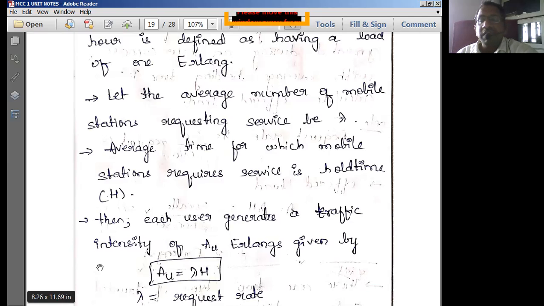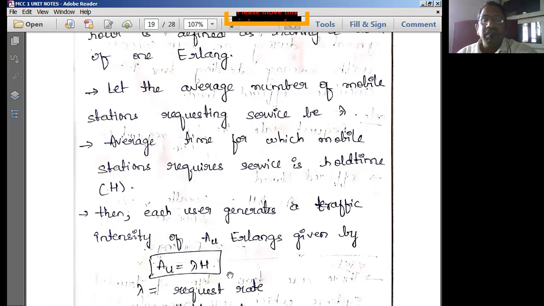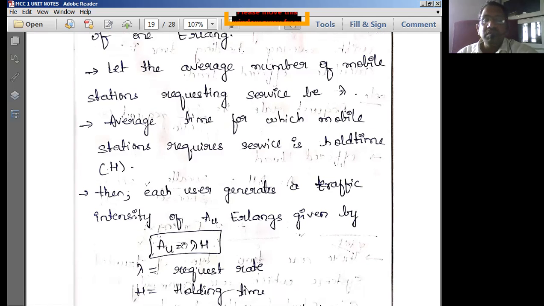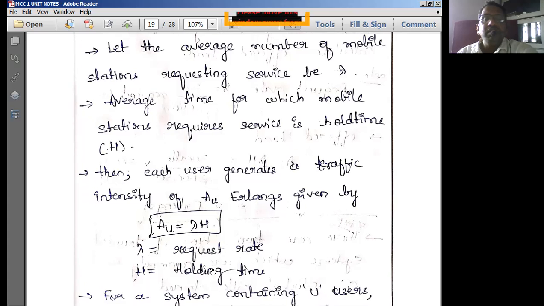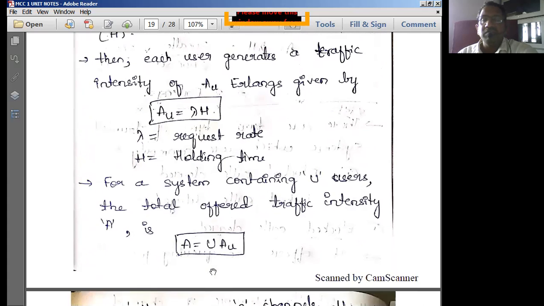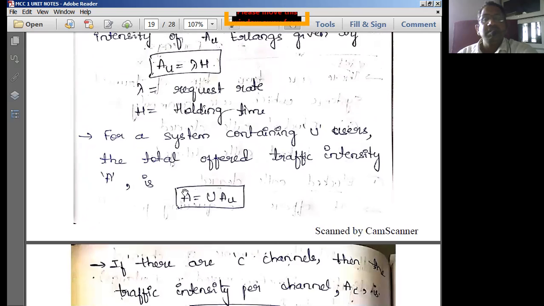Then I can find out the traffic intensity. Traffic intensity is equal to simply lambda times H. H is the holding time, the average time that the users are talking in the network, and lambda is simply the rate of requests made to the base station. So that decides the traffic intensity of the mobile system.